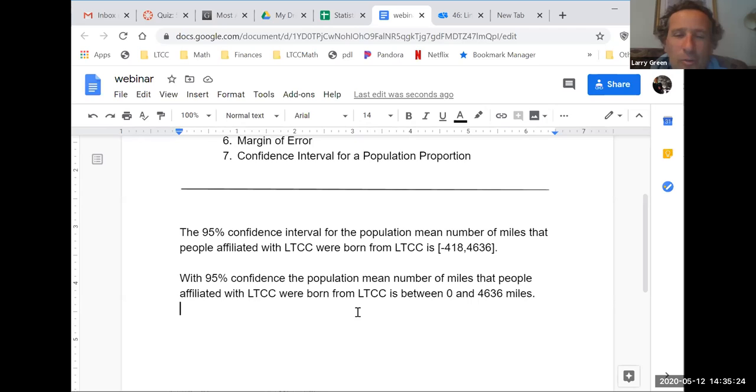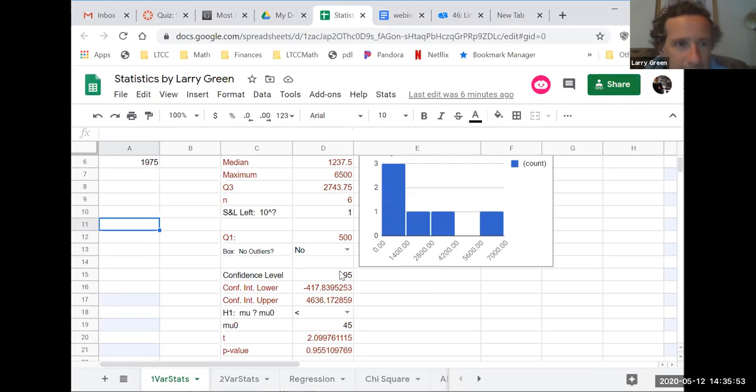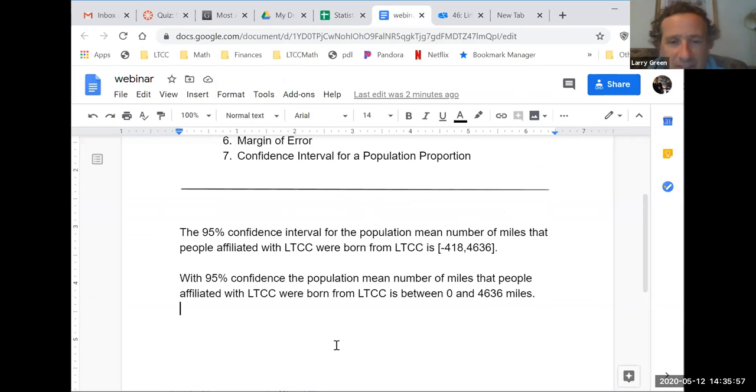Why do we not get meaningful information? Anyone guess? And this is really important. What went wrong? Something really went wrong. Yeah, the sample size is way too small. Our sample size here actually tells you six, n equals six. So the sample size was six.